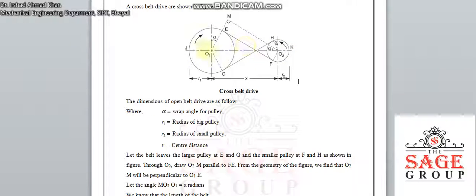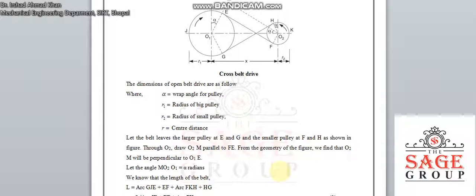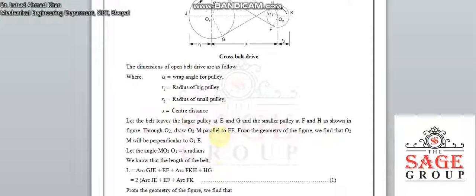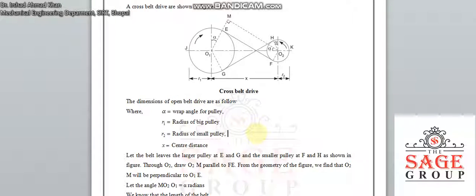The center distance between both pulleys is X, R1 is the radius of the big pulley, and R2 is the radius of the small pulley. This must be X. So the center distance is X, and for the calculation purpose we extend this length up to here, and parallel to EF we project O2 to M.